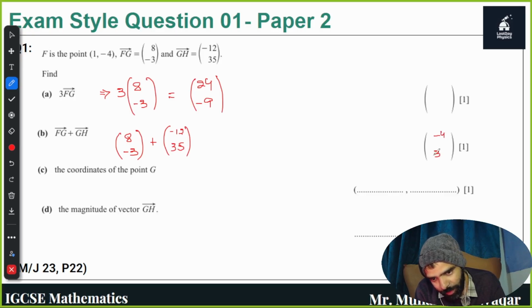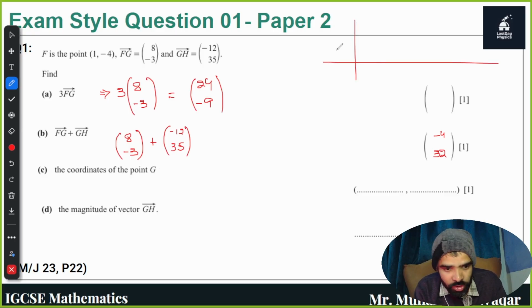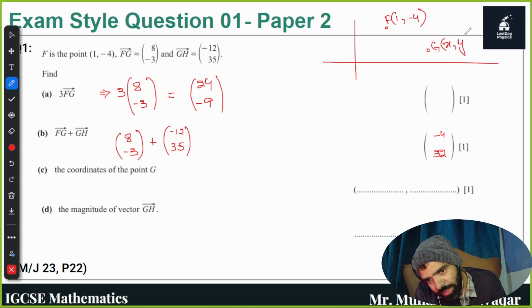Plus 32. Great. And to find the coordinates of the point G, we have discussed that G and H are vectors, and we are given the coordinates of F, right? So F is a point, which is this point 1 and minus 4. There would be somewhere a point G as well, don't know where. Let's draw randomly here. It may have any coordinates x and y.